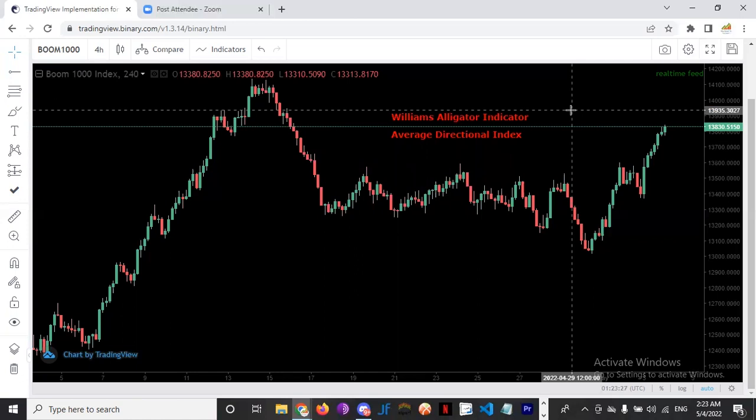Remember, you have to make sure that the two of them are aligned before you actually execute a trade with the signal. If there's no alignment, you do not execute any trade. Stay away from the market. And when you have a confluence, or agreement between the two indicators, you can now execute your trade.